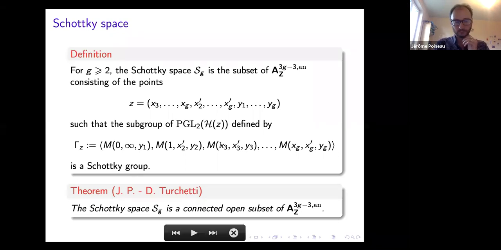And this way, you get the fact that it is an open subset, and even the connectedness quite easily.